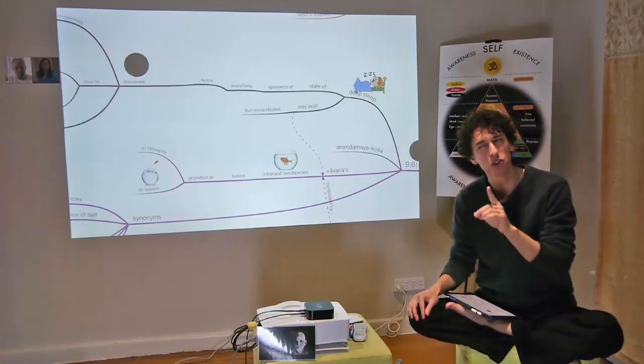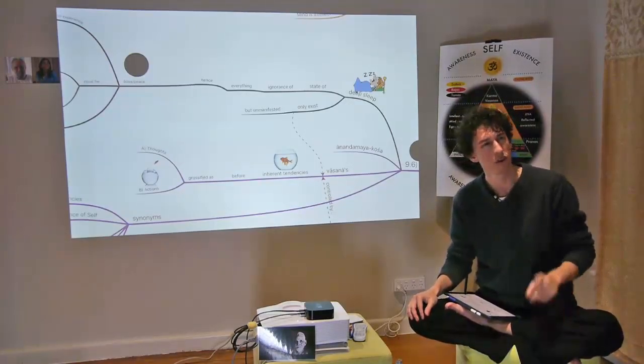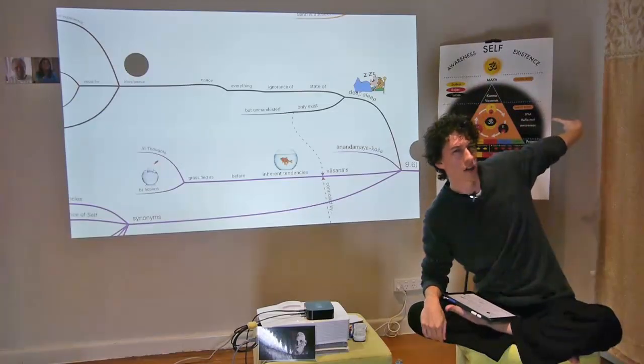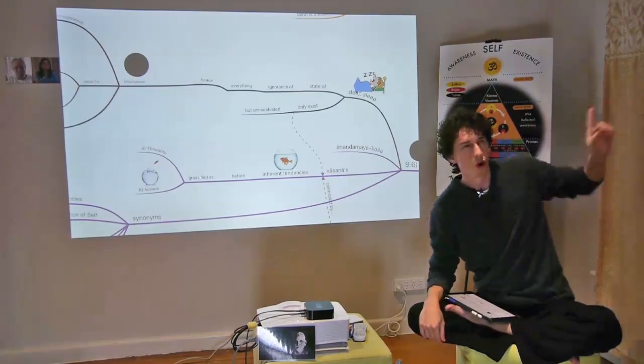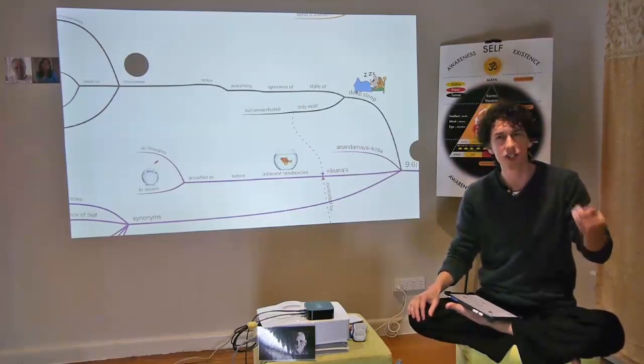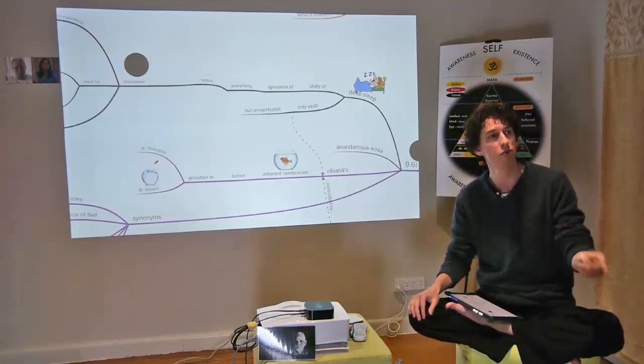And yet, how do we know that deep sleep is blissful if there's nobody, if the subtle body is gone? Isn't that weird? We all know it's blissful, but there's nobody there in deep sleep to know or remember that it's blissful.